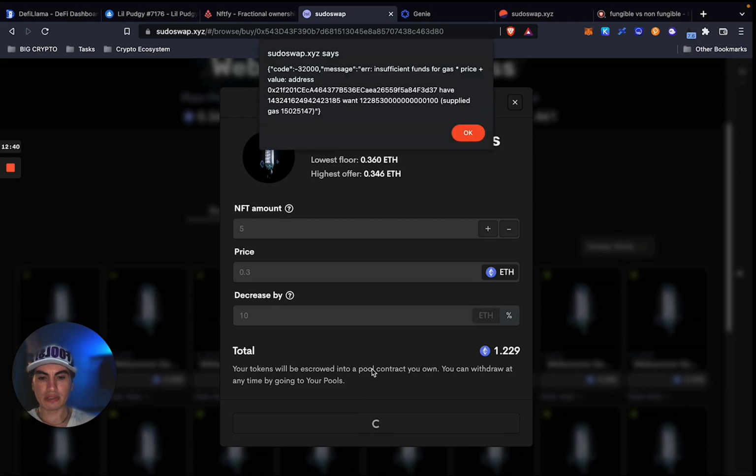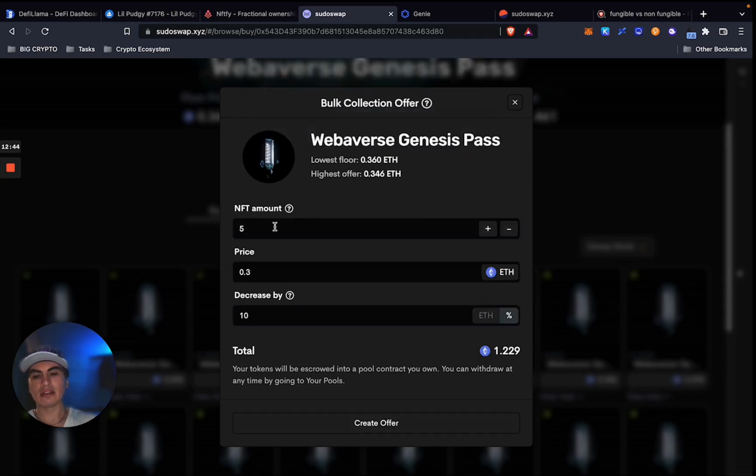Here you can click create an offer, sign the smart contract. It doesn't work right now because I don't have the amount of ETH here, but it gives you a way to set limit buys for them and create offers. And then when somebody matches that offer, then all your NFTs are bought. So it's a pretty cool way that no other marketplace currently offers at the moment.